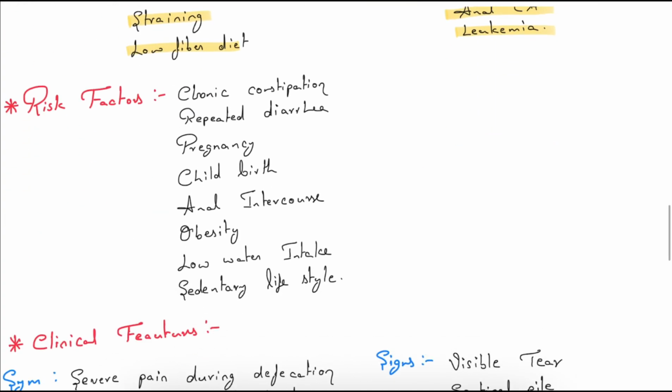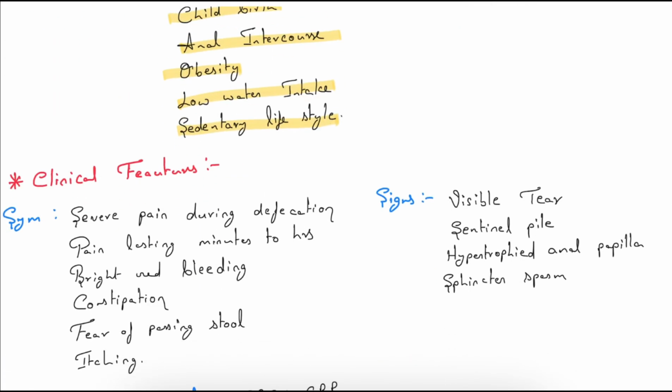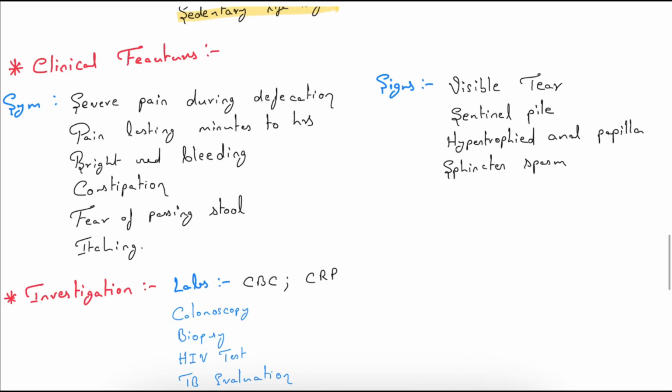Next, risk factors. The risk factors of anal fissure are chronic constipation, repeated diarrhea, pregnancy, childbirth, anal intercourse, obesity, low water intake, and sedentary lifestyle. These are the main risk factors that can cause anal fissures.